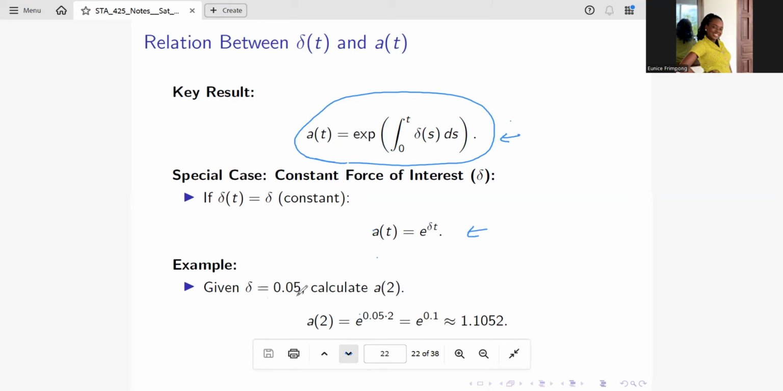So here's an example. Given that delta is 0.05, this is indicating that it is a constant force because the 0.05 here has no t attached. So no matter what time it is, whether t is 5, t is 10, t is 20, delta will always be equal to 0.05. So given that delta is equal to 0.05, which is a constant force of interest, calculate A2. Okay, so what will A2 be? We'll use this formula. A2 is going to be equal to e to the power delta, which is 0.05, times 2, which is replacing t in the formula. So you can key this in your calculator and it gives the value that we have here.